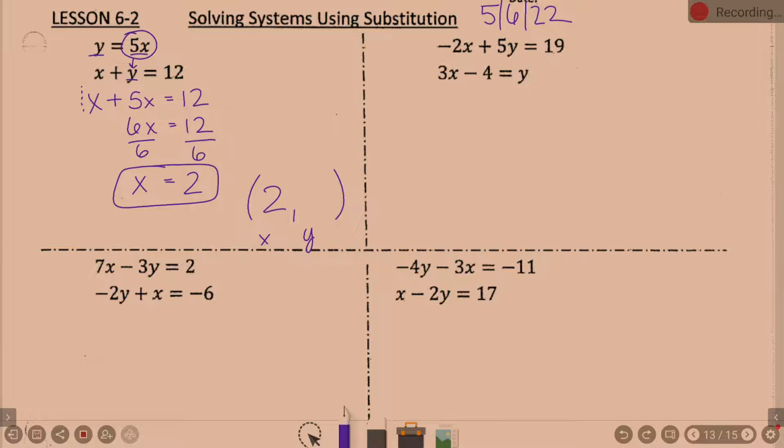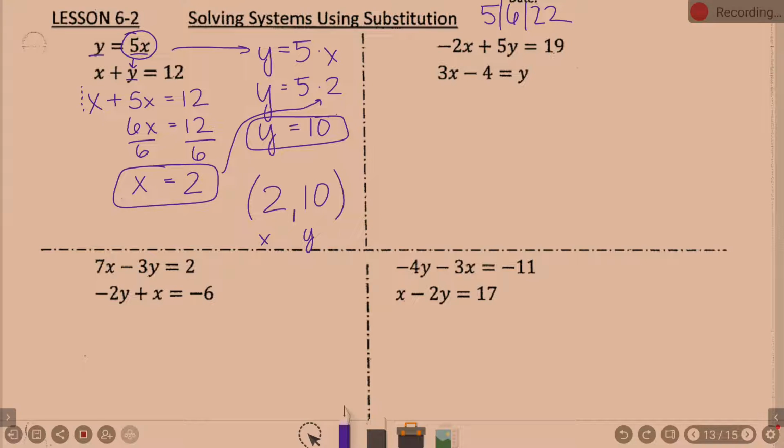Now, technically, you could do either equation. I like to use the equation that was y equals. So if it's y equals 5 times x, then I'm going to say y equals 5 times 2, which is 10. Check your math. And so the other half of my answer here is 10. Actually, really easy.